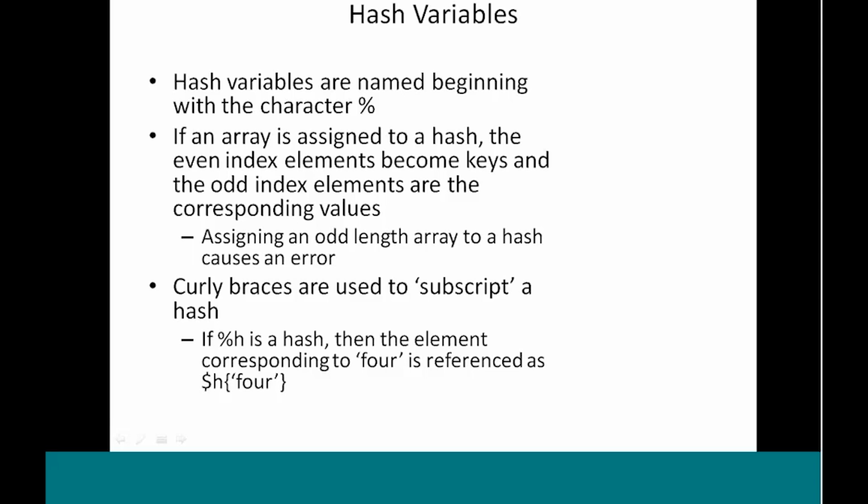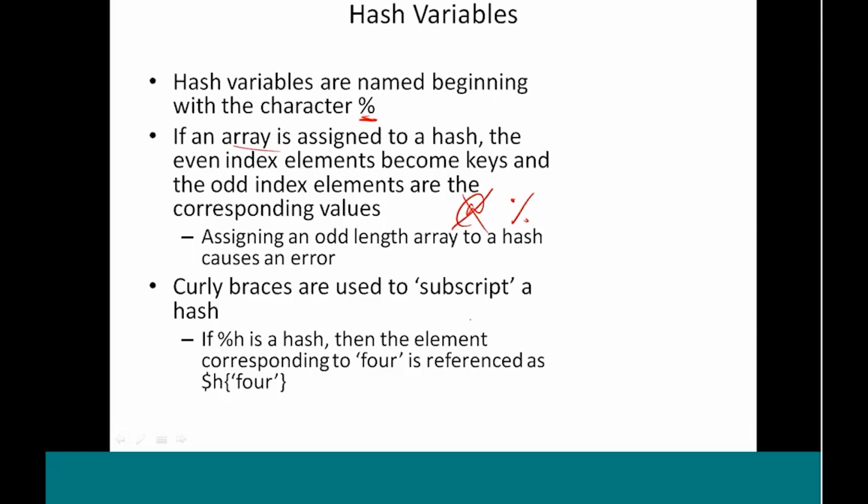One is the hash variables, or the hash array. The names begin with this character, the percentage sign. If an array is assigned to a hash, the even index elements become the keys, and the odd index elements are the corresponding values. So assigning an odd length array to a hash will cause an error. These are some of the basic things you may want to look at. Meaning, by mistake, instead of the ampersand, you use the percentage, and this is what will happen.